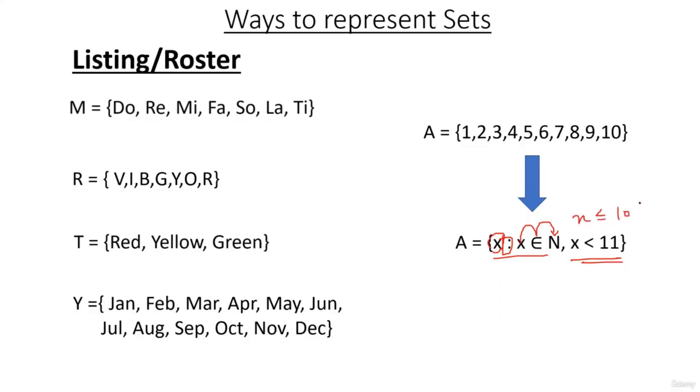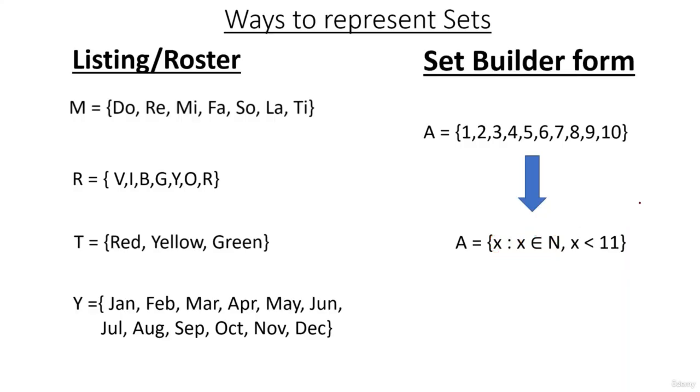Nonetheless, this method of writing the set without listing all the elements is called the set builder form. So what do we do in set builder form, guys? In a set builder form, you don't physically write down all the elements of the set. Where do we use set builder form, guys?